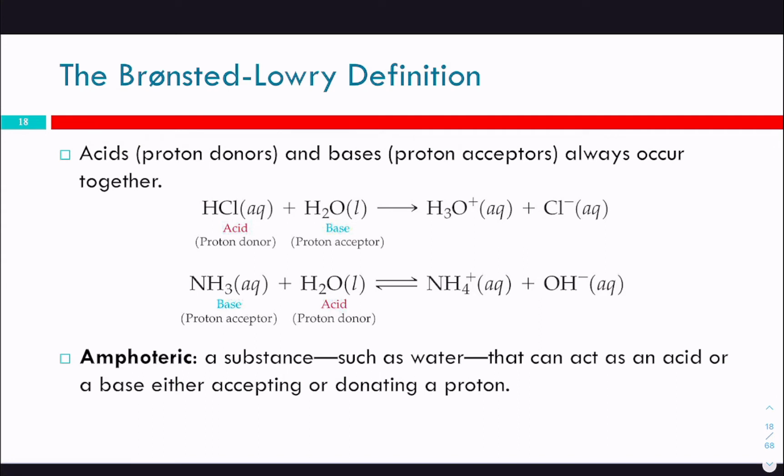So acids and bases will always occur together, because if there's something donating a proton, it has to be donated to something. This is kind of like redox, if that analogy helps you at all, where electrons were being transferred from one thing to another. If something is being reduced, gaining electrons, those electrons have to come from somewhere. So in the cases of acids and bases, one of the reactants will be the acid and the other reactant will be the base. And water is a special type of acid and base, which is called amphoteric. So water can either accept a proton as a base or it can donate a proton as an acid.